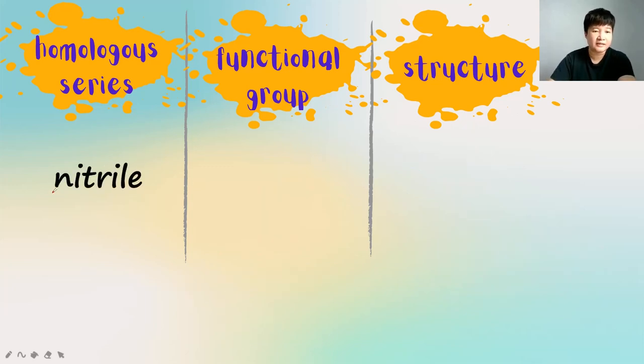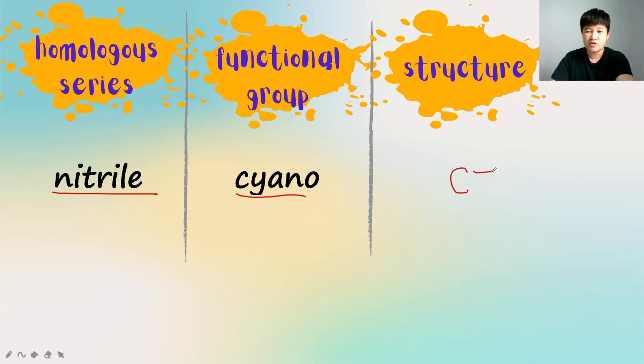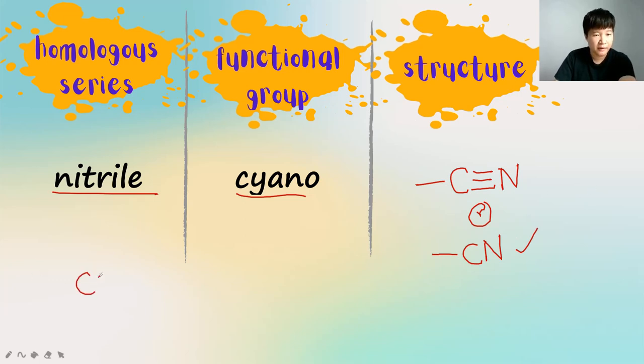Next, you have nitrile. Nitrile, the functional group is simple, cyano. Cyano structure is very simple. C triple bond N. You know that carbon can have four bonds, so there will be one more bond here. Or another way of writing it, you can have just CN. That is the more famous way that we write. So the simplest nitrile compound can be CH3CN. Okay? Or it can be in the form of a ring. It can be in the form of ring CN.